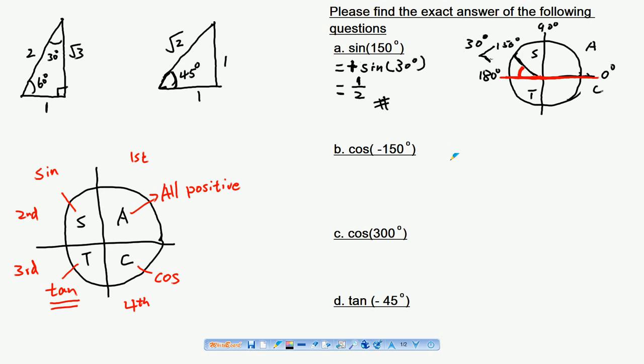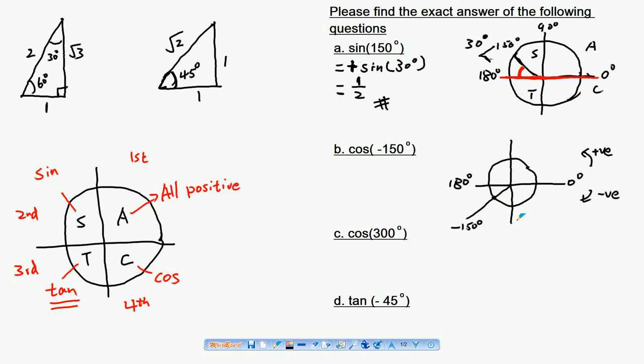I do question B. In question B, we try to label the minus 150 degrees in our unit circle. We start from 0 here, and here is positive, and here is negative. So 150 degrees is somewhere there. If we have our unit circle, here is 180. Well, minus 150 is there.